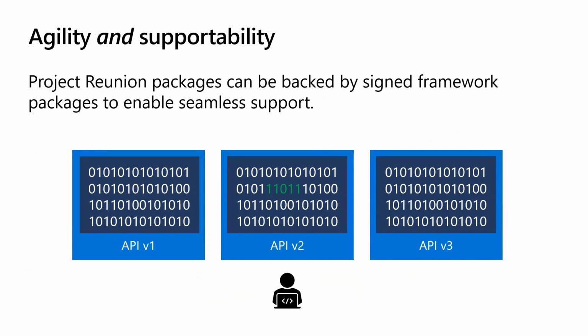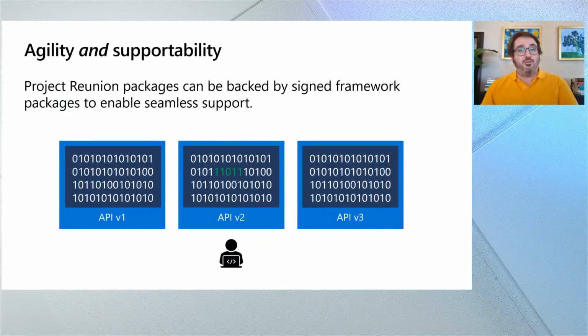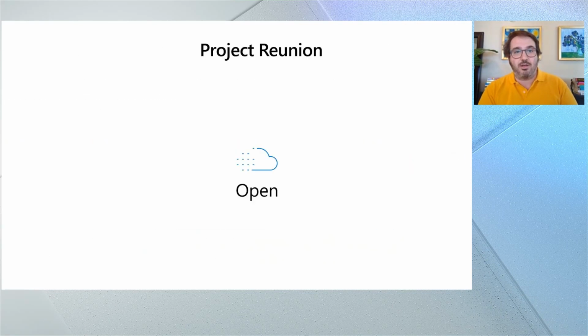So this really strikes a great balance, we think, where you're in control of moving to the new versions of the APIs when there's API changes and new features you want to use, but for things like bug fixes that are critical, you can still rely on us to continue to support that. And so we think that gives you really great agility with Project Reunion.